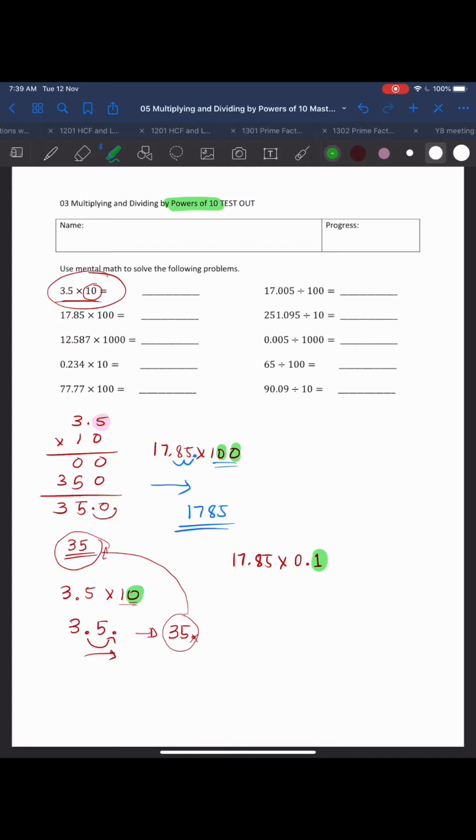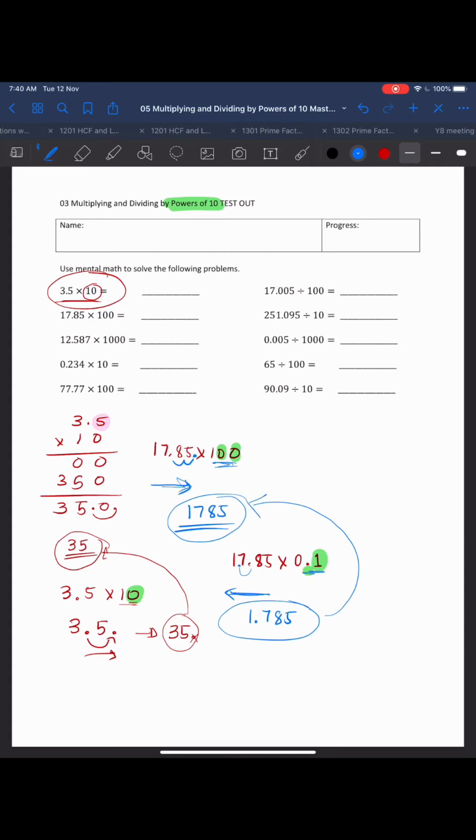So you count how many decimal places? 1. So that means we move this decimal point 1 place value to the left. So this goes here. Okay, so the answer is 1 and 785 thousandths. So do you see the difference? When it's a whole number, you move to the right. When it's a decimal, you move to the left.